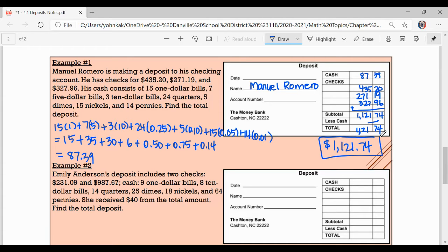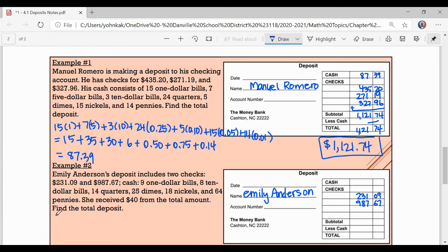All right, let's look at example number 2. Emily Anderson. Okay, I'll go ahead and put her name here. Her deposit includes 2 checks, $231.09. All right, let's write that one here. $231.09 and $987.67.